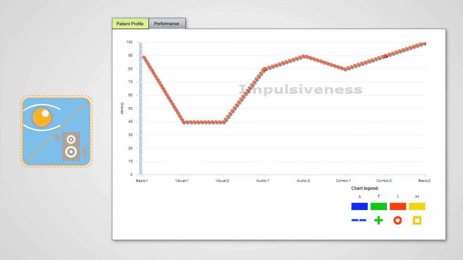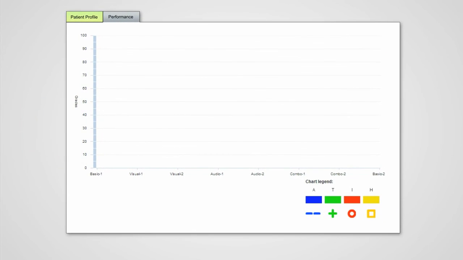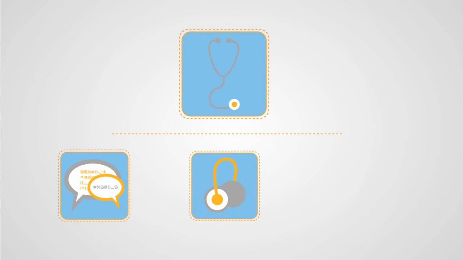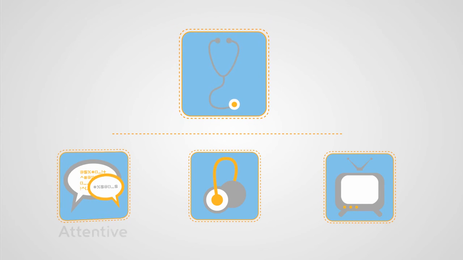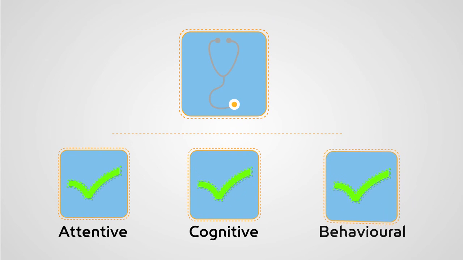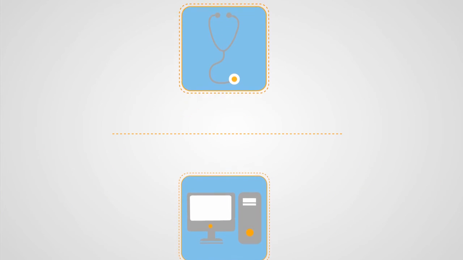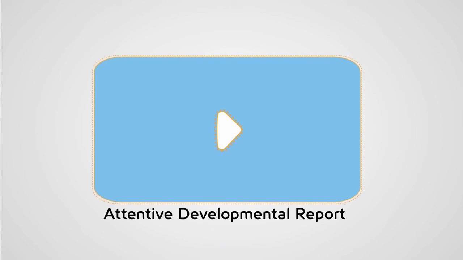The performance graph can be used as a guideline for helping your patients optimize their daily routines by avoiding certain types of distractions, taking breaks during extended learning periods, etc. To summarize, the MOXO test results can give you, the professional clinician, the attentive, cognitive, and behavioral data necessary to create a comprehensive and clear picture of your patient's attentive capabilities. Watch the video about the Attentive Developmental Report to learn about the third type of report available.